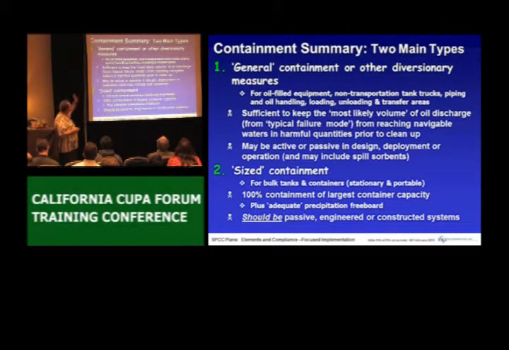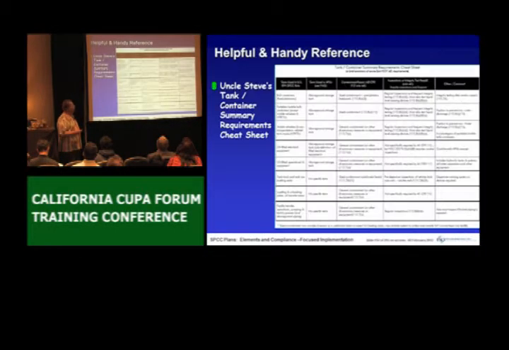Anyway, general containment considers the typical failure mode and typical volume, and could be active or passive. Sized containment really needs to be passive, constructed and engineered for 100% of the capacity of the largest container or compartment, plus adequate freeboard, typically 24 hours of a 25-year storm. Your chart will help you because it shows portable containers, mobile refuelers, and equipment, sized versus general. That's what the table is for.